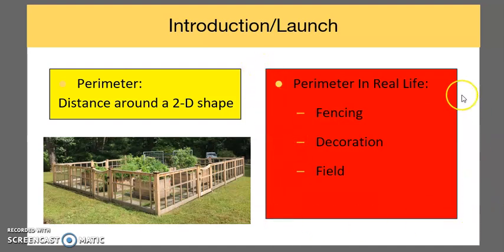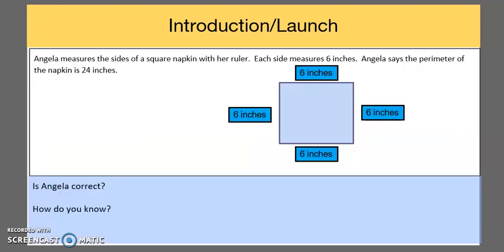When we use this, we can definitely use opportunities to get to know our students, and based on their interests, we can develop that information in developing math word problems. Now we're going to get into our launch.